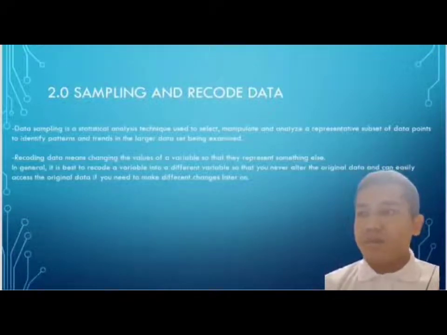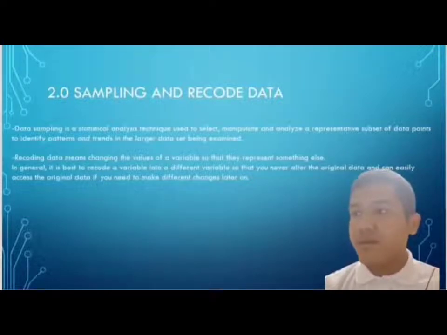Recoding data means changing the values of a variable so that they represent something else. In general, it is best to recode a variable into a different variable so that you never alter the original data and can easily access the original data if you need to make different changes later on.